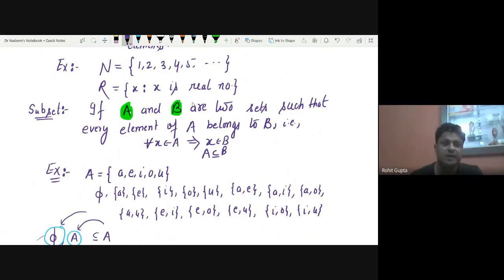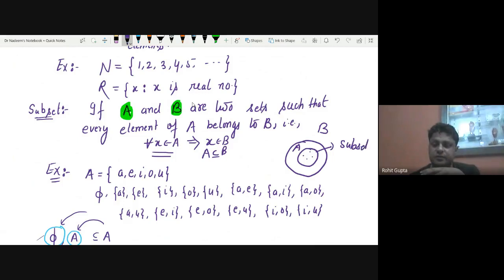Subset. If A and B are two sets such that every element of A belongs to B, that is, for all x belonging to A implies x belongs to B, it means all the elements of A are part of B. Geometrically, if this is the set B and this is the set A, obviously every element of A is an element of B. So the set A is said to be a subset of B. Mathematically, we show it as: for all x belonging to A implies x belongs to B, if A is a subset of B.